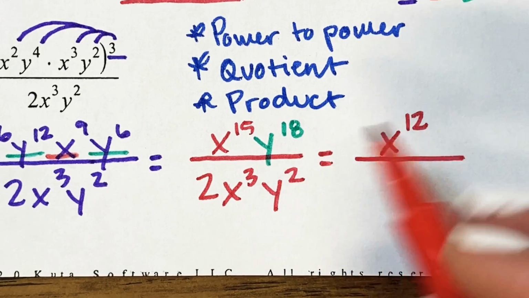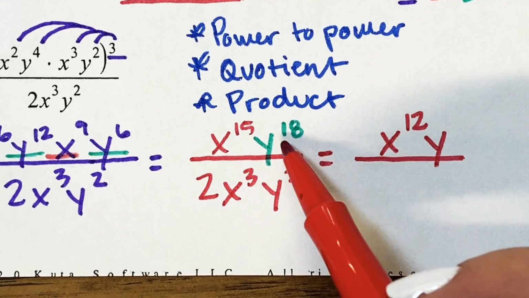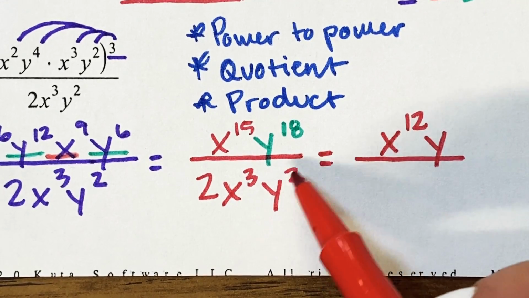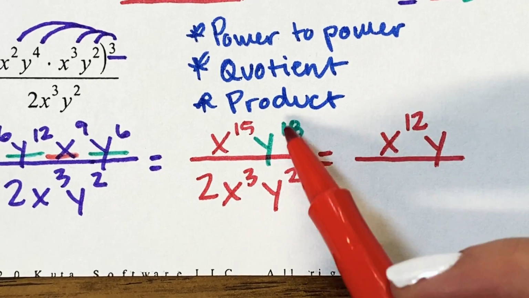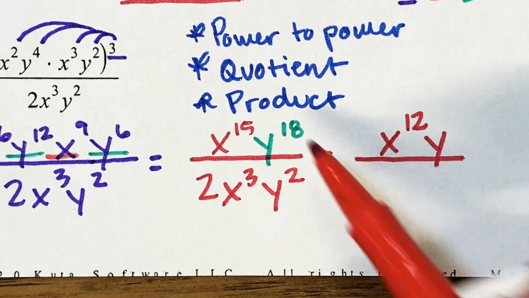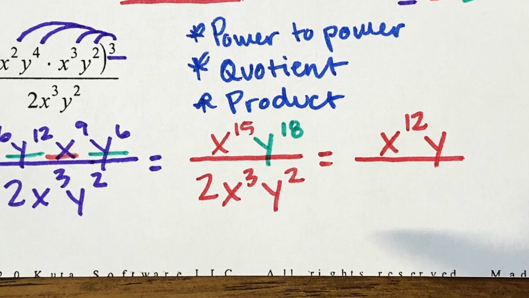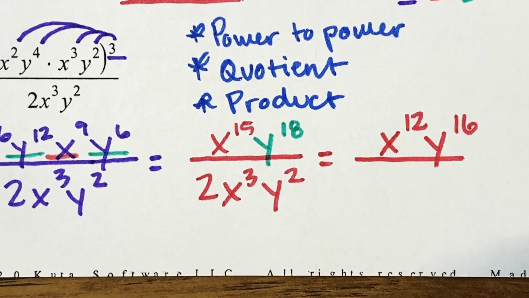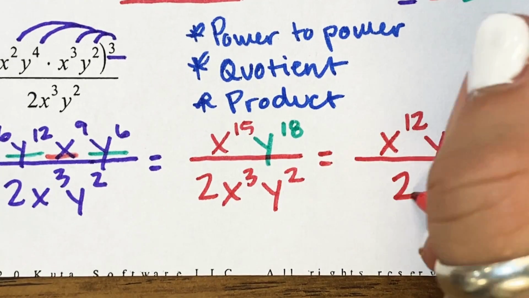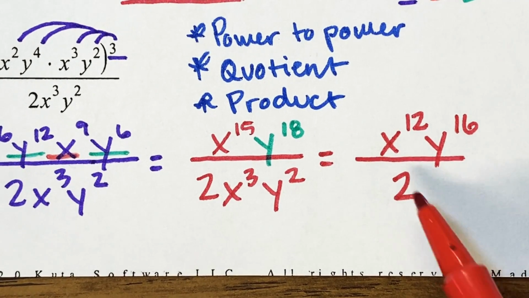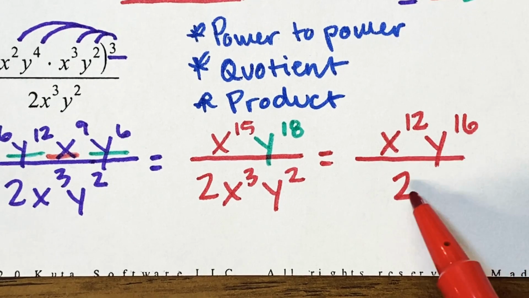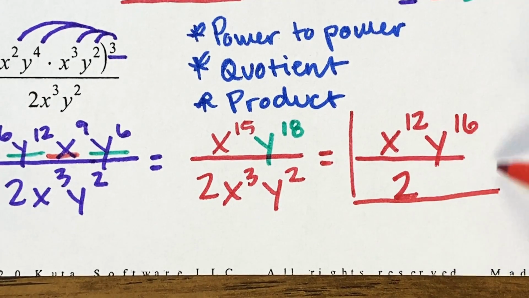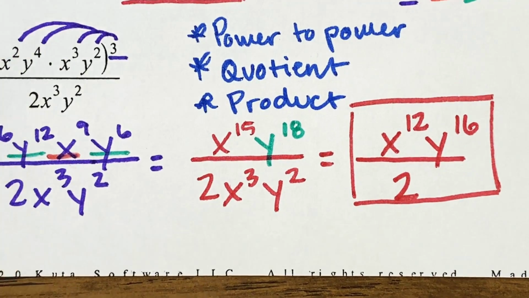Now let's take our y's. I have 18 y's on top, 2 on bottom. So 18 take away 2 because 2 are going to cancel. How many y's do I have left on top? 16. Beautiful. The only thing left on bottom is that 2. I have one of each base, one x, one y, and one 2, so we are completely simplified.